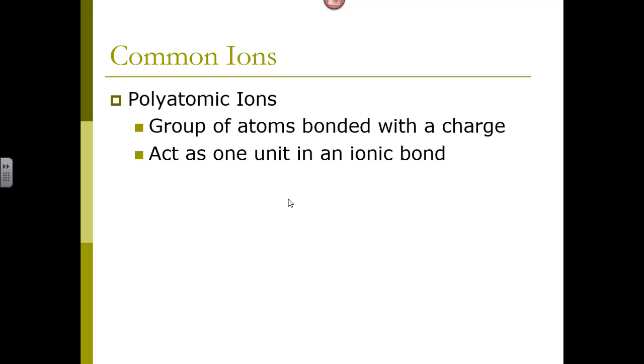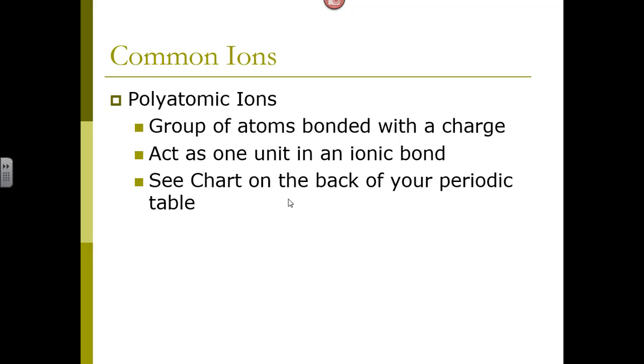There is a chart on the back of the periodic table in your notes packet that lists the different polyatomic ions. Polyatomic ions act as one unit in an ionic bond, so you'll treat them as a single item, even though there's more than one atom involved, because they have a charge as a group. So as that group, they have a single charge. If you take a look at the chart on the back of your periodic table, the one warning that I usually give to students is that there are a lot of these polyatomic ions that look very similar and sound very similar. So double check. Be careful that you're reading the right one off the list.